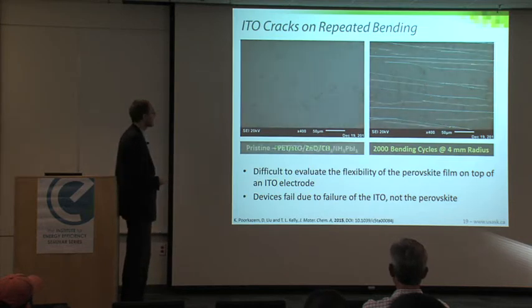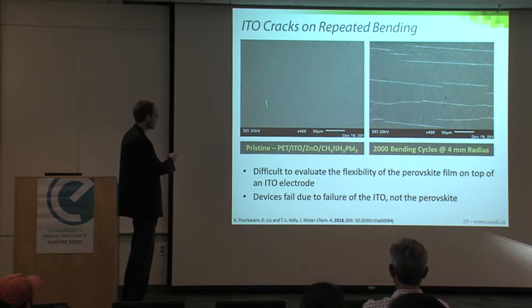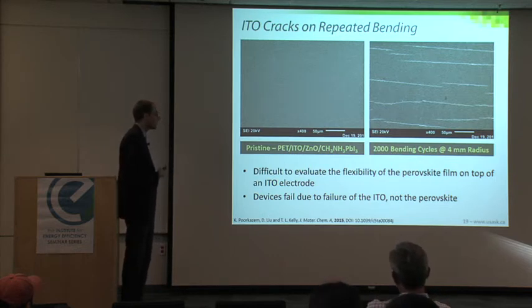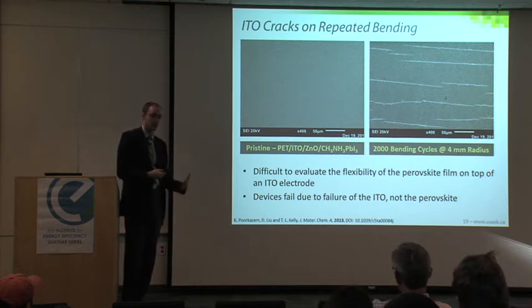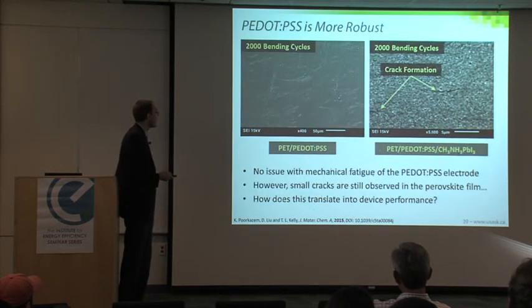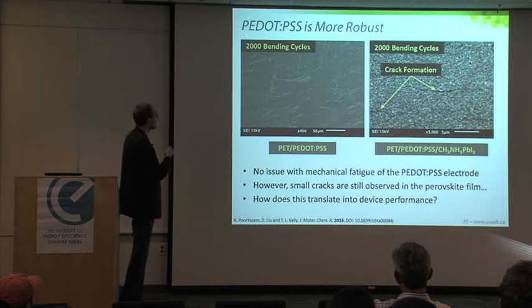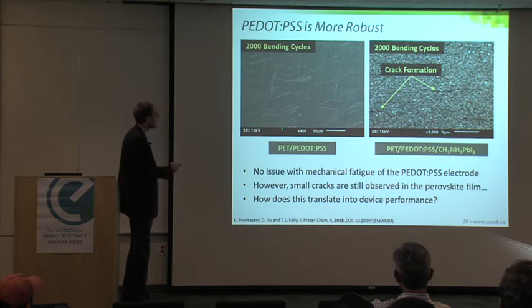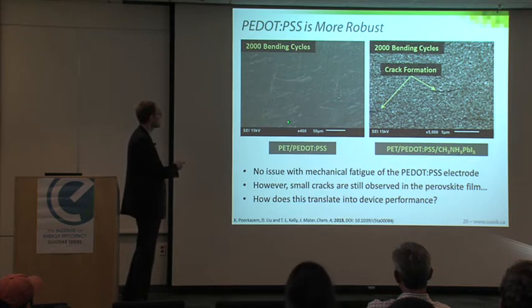And if you, in fact, do this with a perovskite film on top, all of the cracks you see running through are simply due to cracking of the ITO. And so we really wanted to investigate not the flexibility of ITO, that's been done, but how flexible these perovskite films are. And so what we did is we actually switched to a highly conductive PEDOT:PSS electrode, so something that's inherently a little more mechanically robust. You can bend one of these electrodes through 2,000 cycles. It looks fine, or at least it looks as good as it did when you started.